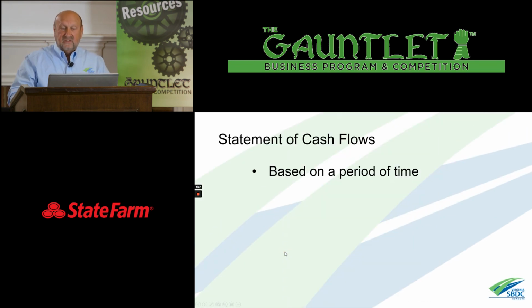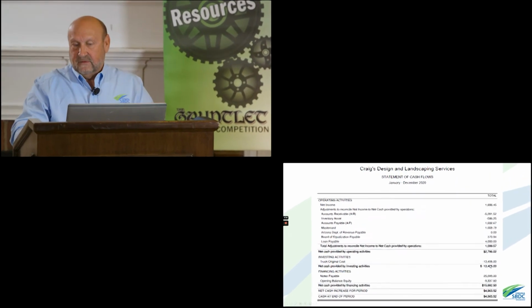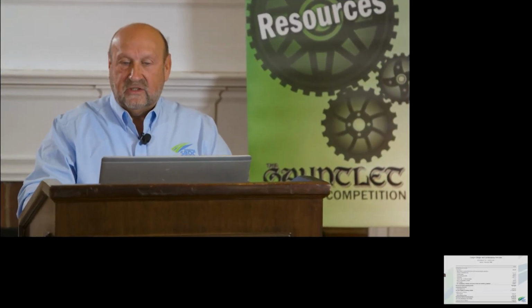All right, so the last thing is a statement of cash flows. A statement of cash flows is based on a period of time. This is just an example. It shows what's coming in. In this particular case, this is January through December. It's showing the income coming in. It's showing the adjustments to particular accounts, like accounts receivable and inventory. It's going to show any purchases that you made, like this truck, which shows minus 13. It shows you purchased a truck, so that was negative cash. And then it's going to show you the cash at the end of the period. So it goes through the process to see how cash flows into your business and out of your business.